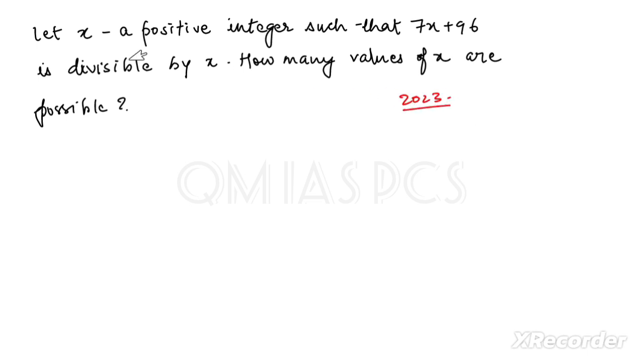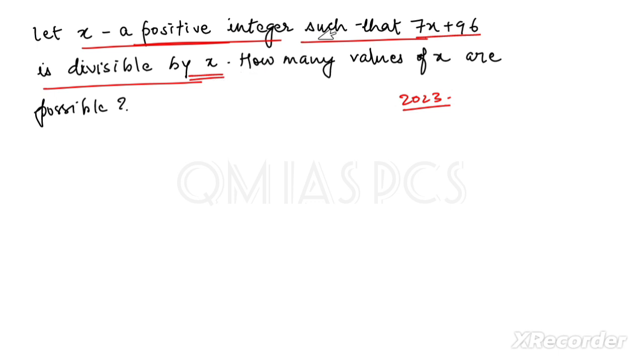The question was: let x be a positive integer such that 7x plus 96 is divisible by x. Then how many values of x are possible? Initially, we understand the statement, but when we see "how many values of x are possible," we think it's a little difficult. But I think we should try. Let's see how many values we can get from this question.